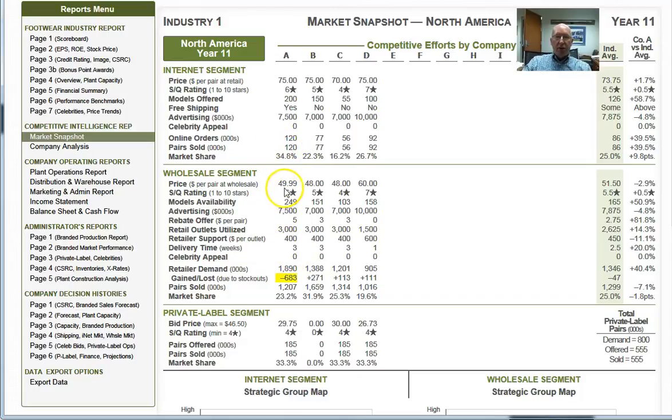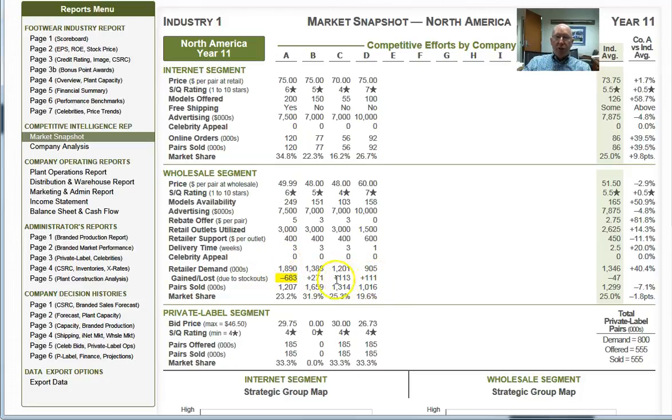Come down into the wholesale segment, and I see that I lost a little bit of market share, but very importantly, this yellow highlight and this negative number means I ran out of shoes. And it's just exactly what I expected when I said I hit my forecast exactly. I must have sold everything I made, and probably I could have sold more than I made. So what this is saying is based on the demand, there were 683,000 people that came into the store looking to buy my shoe and ended up walking out with my competitor's shoes because they still had shoes to sell. So they sold extra shoes beyond their demand.